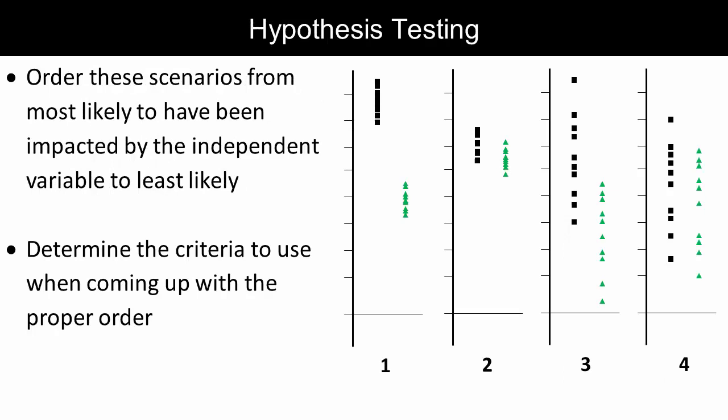Let me show you 4 different data sets. In a moment, I want you to pause the video and do 2 things. First, I want you to order these data sets from the one where you think the independent variable is most likely to have caused the difference to the one where it was least likely to have caused the difference. Most people do this intuitively, so the second thing I want you to do is take a moment and think about what criteria you use to make your list. Think about that now.